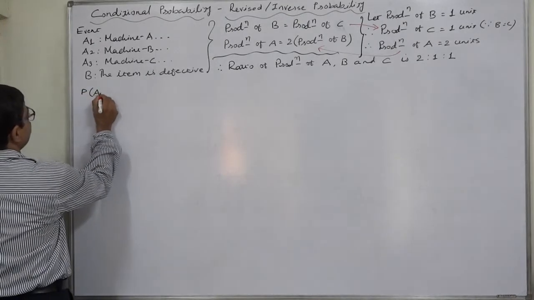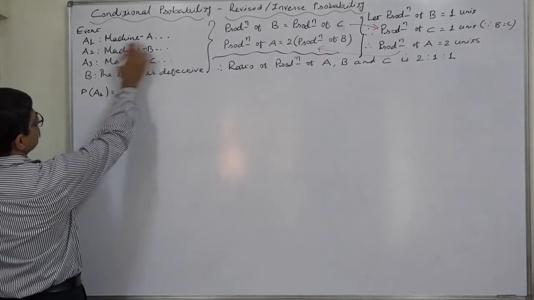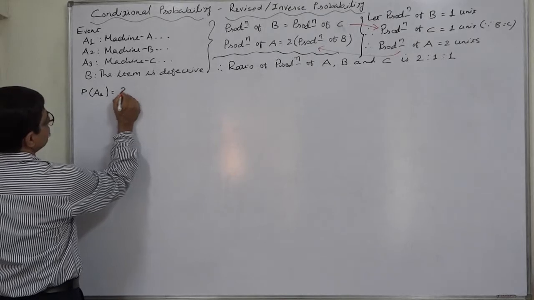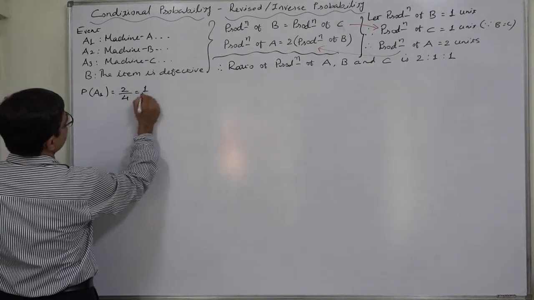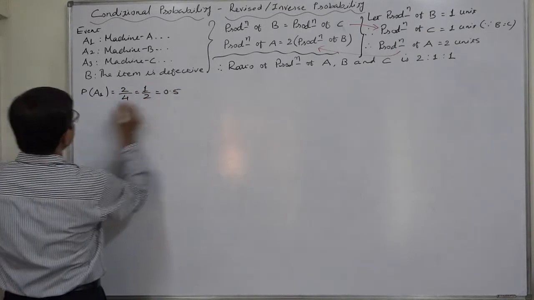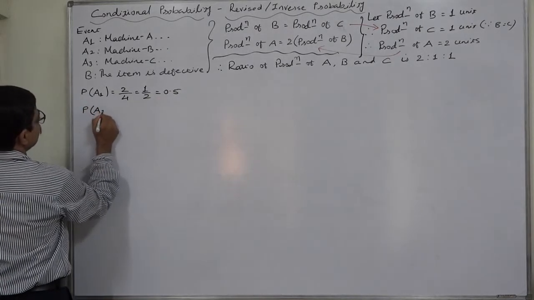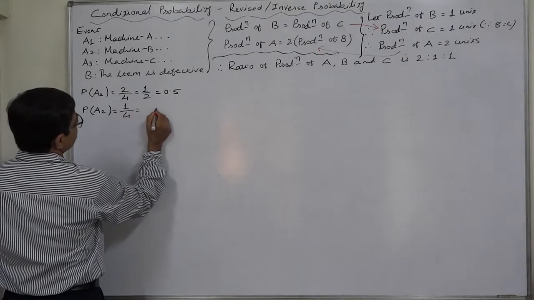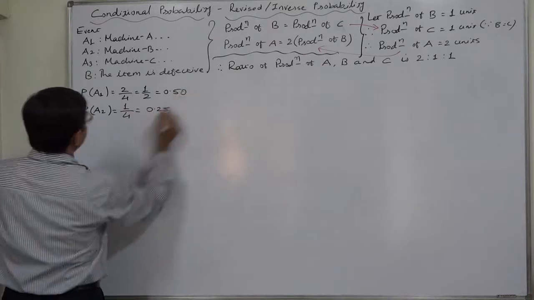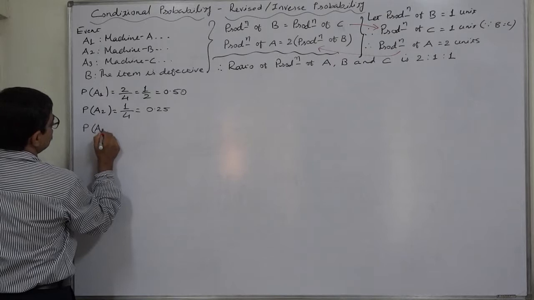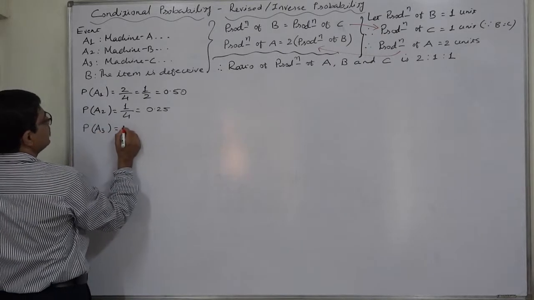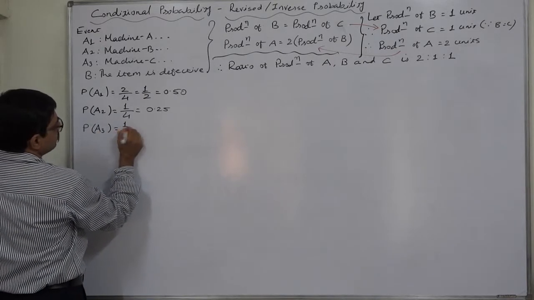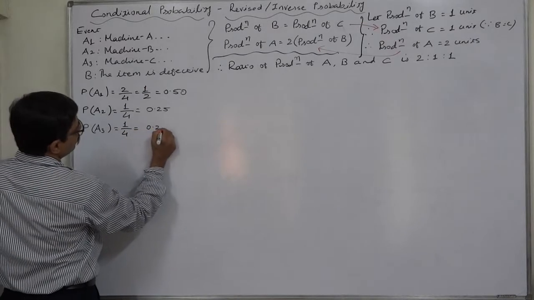P of A1, production by machine A, is 2/4, that is 1/2, or more precisely 0.5. Similarly, P of A2, that means production by machine B, is 1/4, that is 0.25. And similarly, production of machine C, that is P of A3, is also 1/4, that is 0.25.